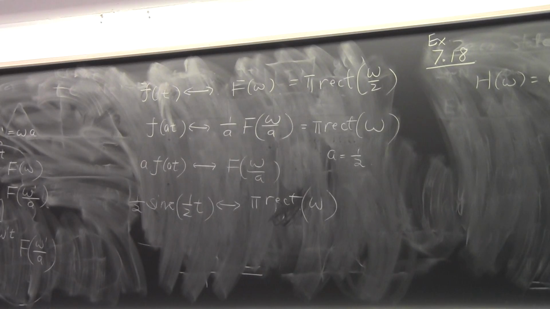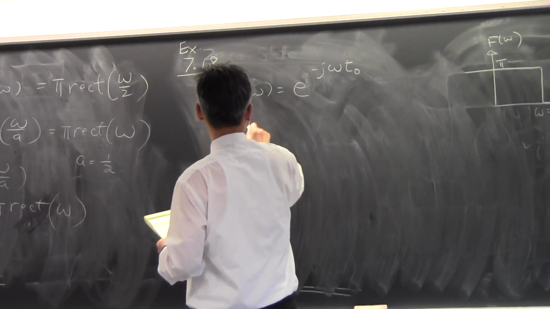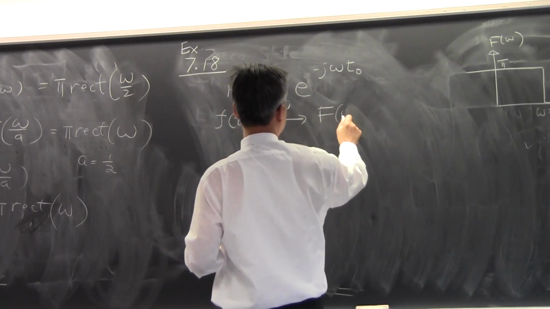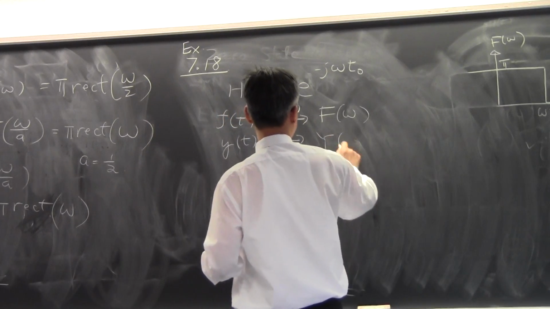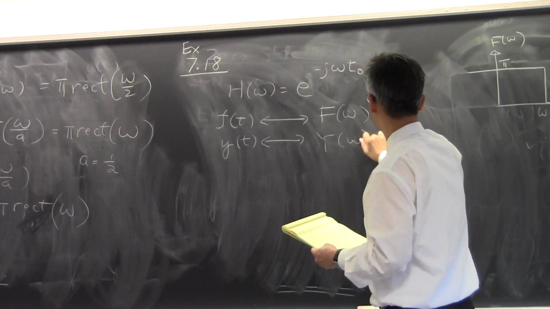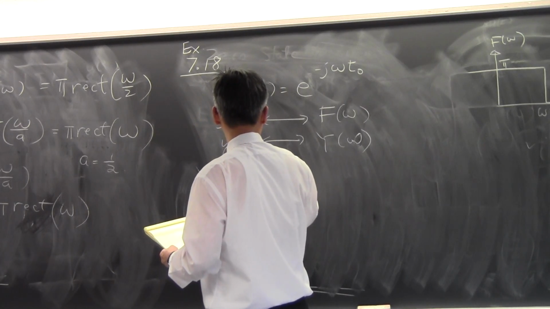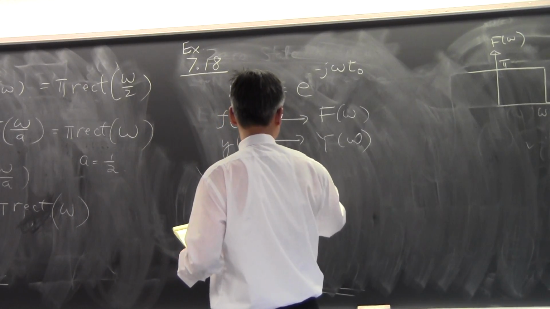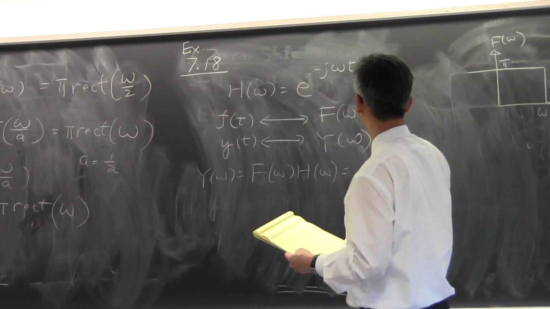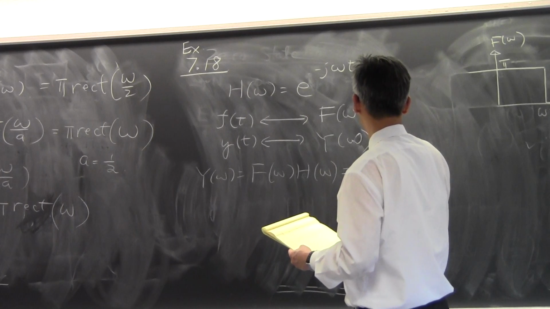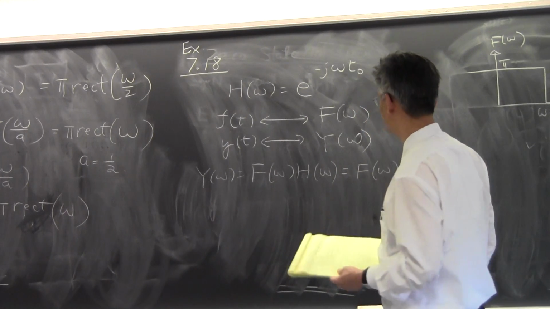What does it do to an input? If you have an input f of t with Fourier transform F of omega, and the output is y of t with Fourier transform Y of omega, then Y of omega must be equal to F of omega times H of omega, and that should be equal to F of omega times e to the j omega t naught.